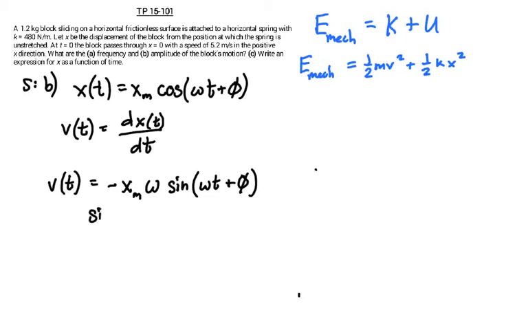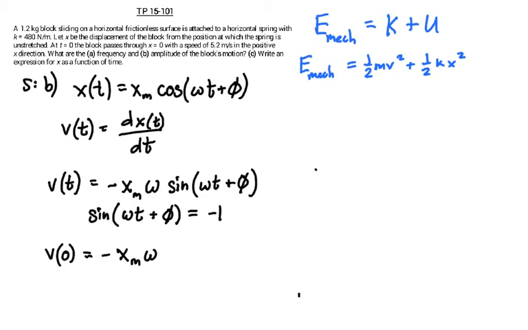So sine of our angular frequency times our time plus our phase constant must equal -1 in order to get our maximum speed at equilibrium. So if we know this is true at this instant in time, t is equal to 0, then our speed at time equal to 0 is equal to -1 times our maximum displacement times our angular frequency.